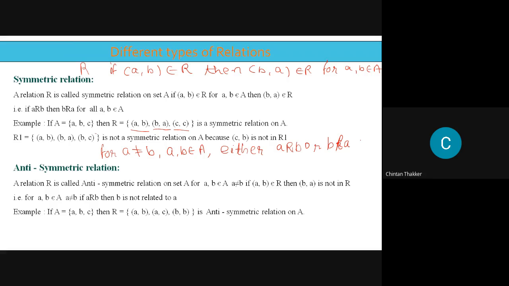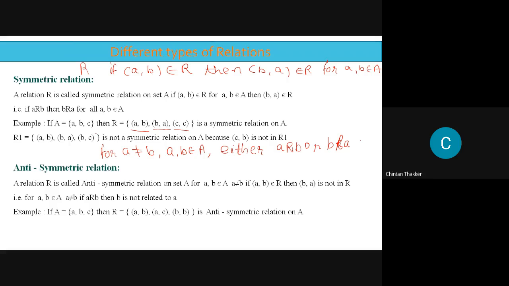Then the third pair is B comma B. So there the two elements are equal, so A is not equal to B is not satisfied. So we are not checking for this element. We check only this condition for those ordered pairs in which both elements are different. If both elements are equal, then the reverse pair is itself, so we are not checking for that ordered pair.